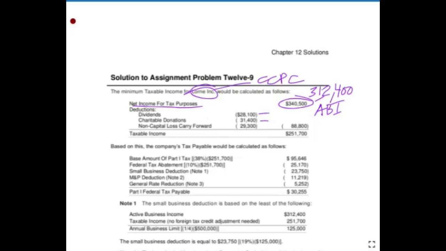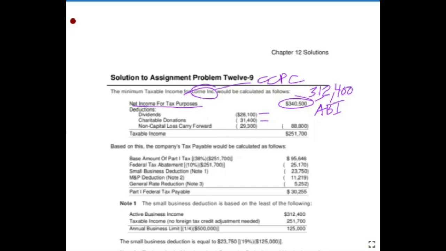Remember, it was weird with the donations. We actually added them back to get to net income for tax purposes, like they would have been on your financial statements as a deduction. We added them back to get to net income for tax purposes, and now we're subtracting them again. The donations are a deduction, not a tax credit for corporations.